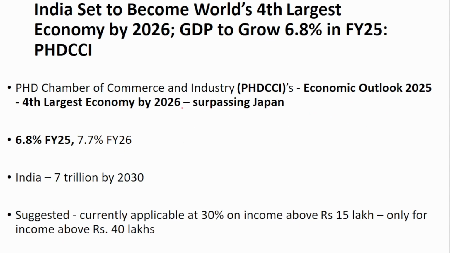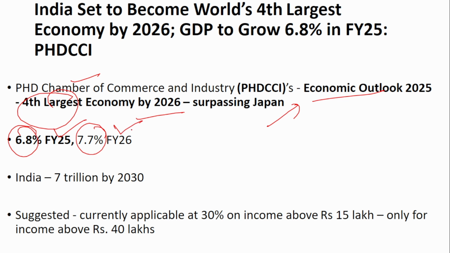Next is about GDP projection. The PHD Chamber of Commerce and Industry had released the Economic Outlook 2025, and in that it had projected that India will become the 4th largest economy by 2026, surpassing Japan. It has also projected that GDP will grow at 6.8% in financial year 25 and 7.7% in financial year 26. India is also expected to become a 7 trillion economy by 2030.